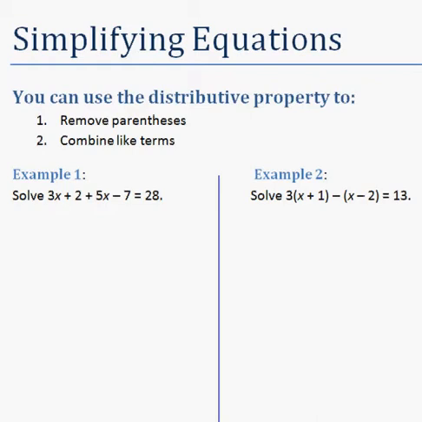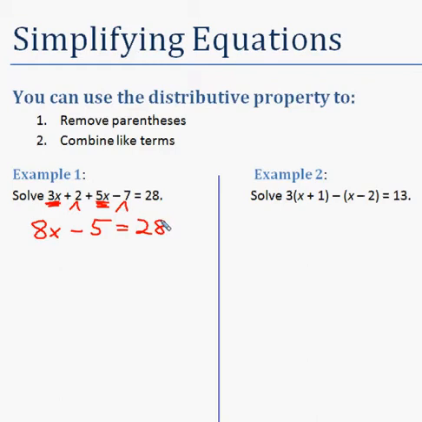So looking at this one, I see that I have a 3x here and a 5x. Those are like terms, so I can add those. 3x plus 5x is 8x. And then we have a 2 and a negative 7. Those are like terms. Neither of them have variables, so 2 plus negative 7 is negative 5, and that's equal to 28. So in one step, we got it down to an equation that we're more familiar with.